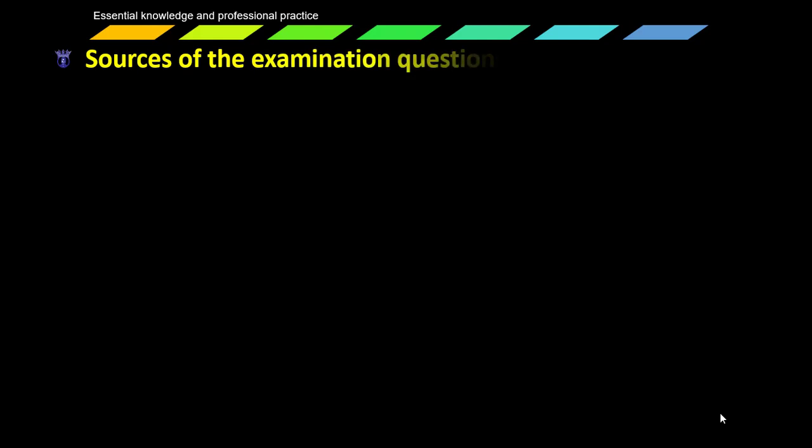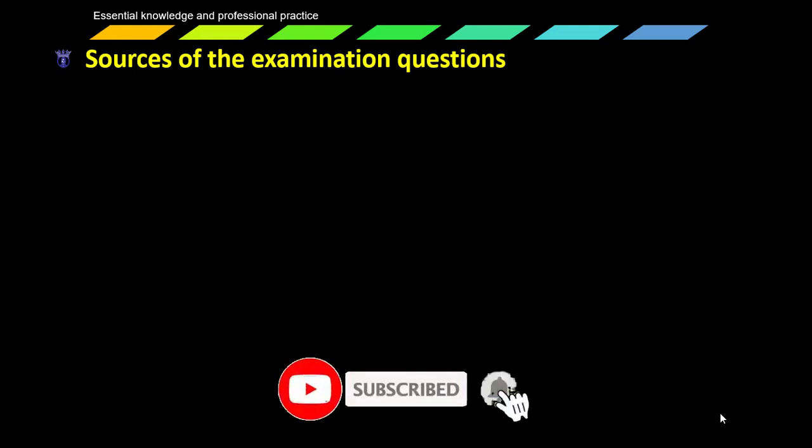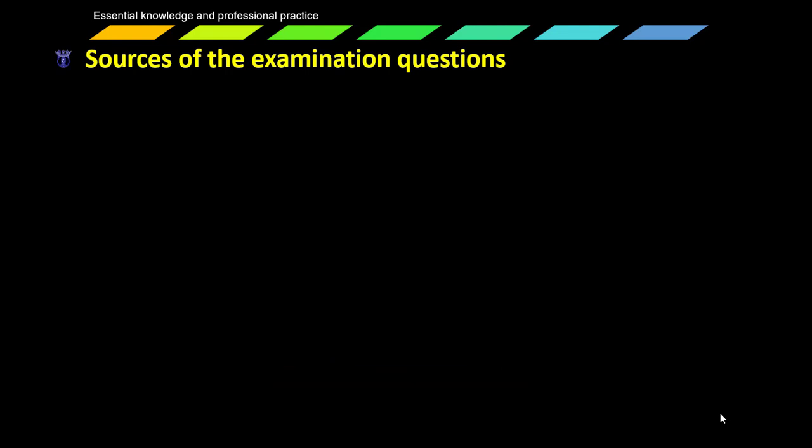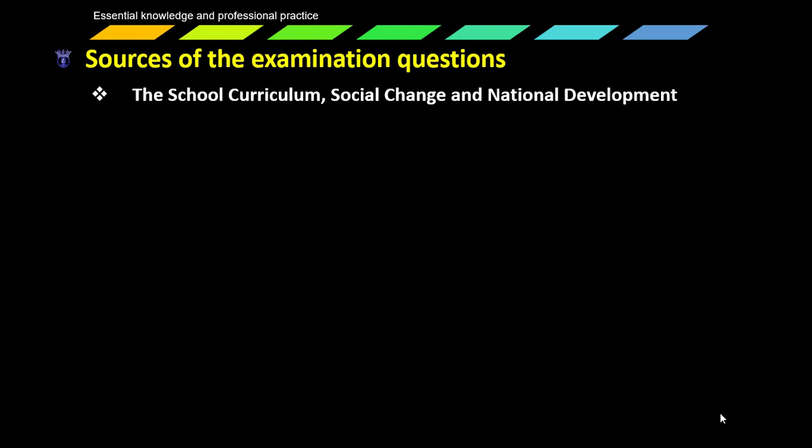Now let's come to sources of the examination questions. What are some of the sources that they bring the examination questions from? Okay, if you are from the college or the university, you must have done certain educational courses. Okay, and some of these areas I'm going to mention might sound slightly different in the school you come from. Okay, but regardless, they are the same. So the first one is actually the school curriculum, social change, and national development. Okay, some of you did this particular kind of course in your first year, that's level 100, first semester.